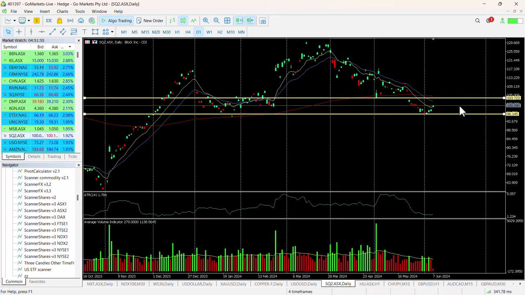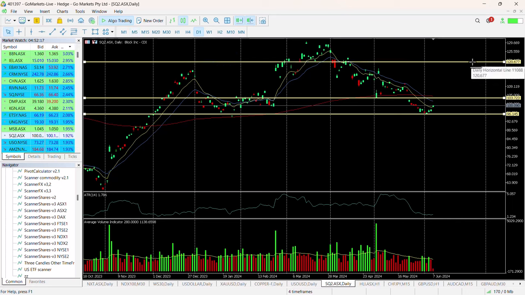You can see this line I put on around that level, which corresponds to the 200 EMA, but also this previous price action through December and January. Therefore, a breach of this could produce a high probability opportunity, as I said, possibly back up towards this 120 level here ultimately.